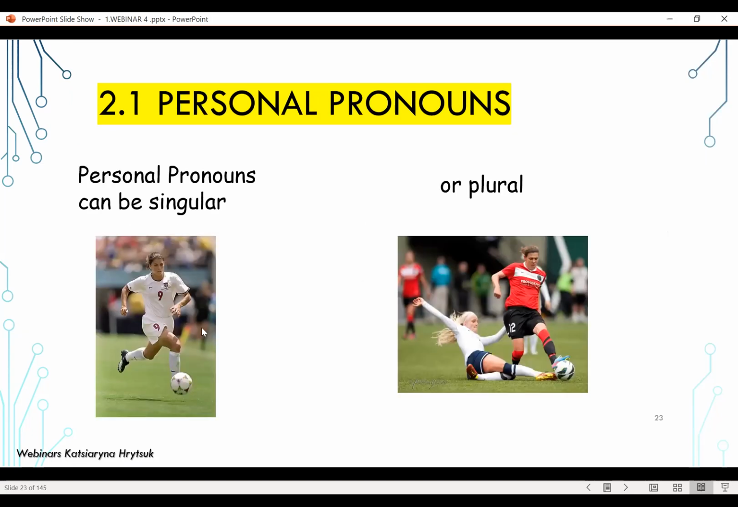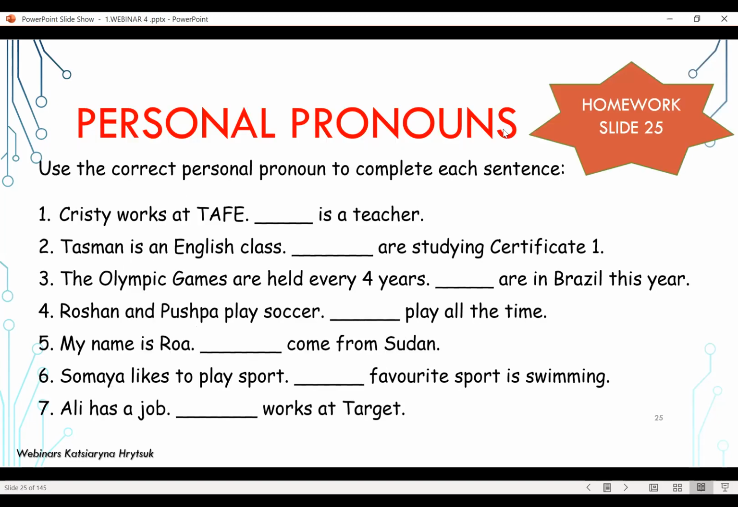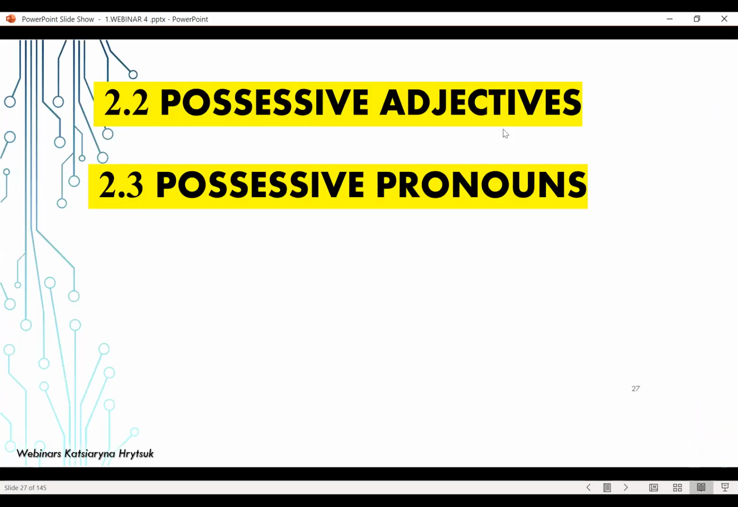Personal pronouns can be singular, and of course can be plural. Remember, you belong to singular if you talk about one person, and you can be also plural if you talk about more than one person. We, you, they for plural. All others go to singular. So that will be your first homework. That is slide 25. For next time, it's quite easy. Then you can check it after, here the answers.